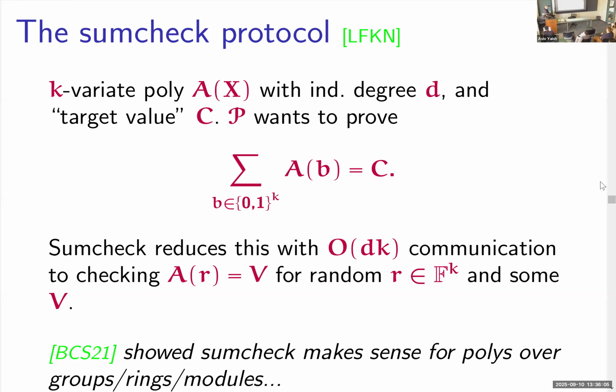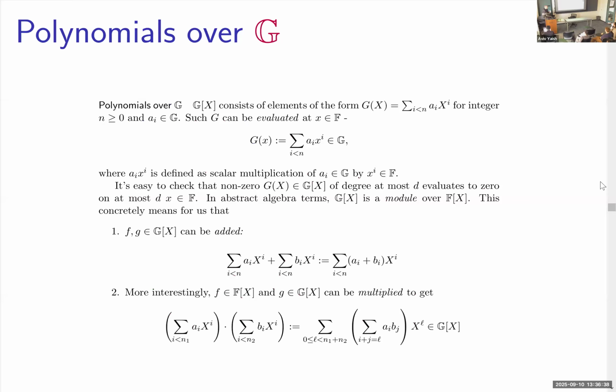Now, usually we think of the SumCheck protocol as working over the field. But what was noticed in this paper of Bootle, Chiesa and Sotiraki, if I'm saying that right, is that you can think of the SumCheck as operating over polynomials over groups and rings and modules. And specifically, we're going to look at polynomials over our prime group.